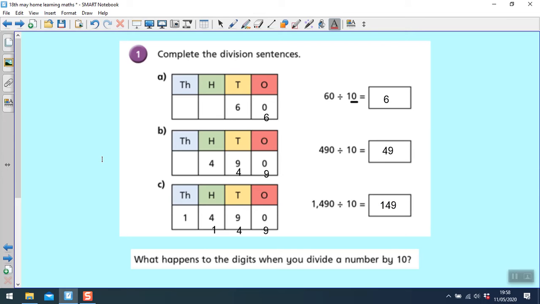Here's a question for you to think about. What happens to the digits when you divide a number by 10? Have a think. So when you divide a number by 10, all the digits move 1 place to the right.